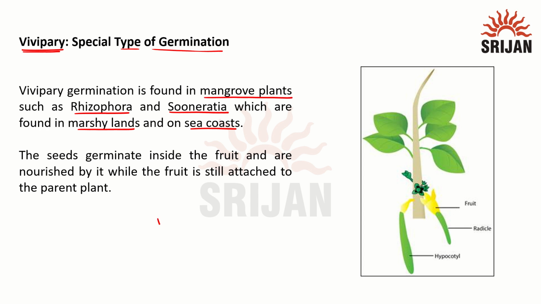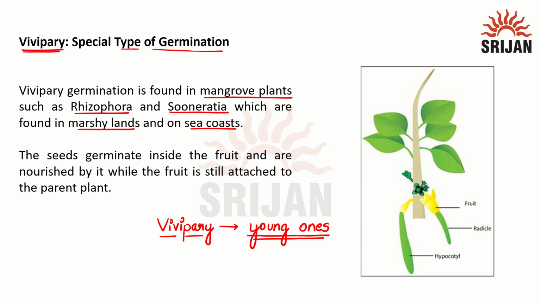Now what does Vivipary mean? Vivipary means that they give birth to young ones. So this is observed in animals generally. An example is humans. That means when an organism gives birth to another organism, it directly gives birth to young ones.